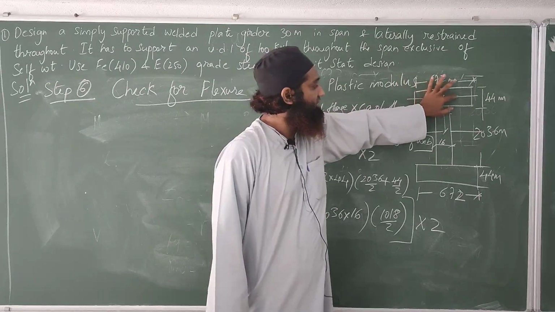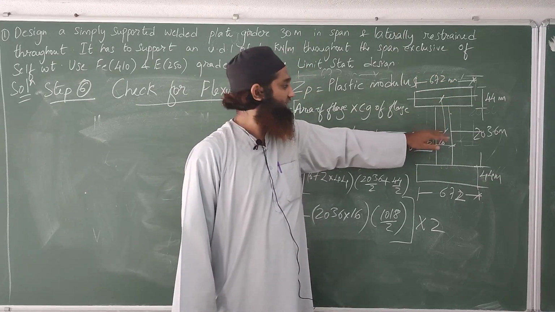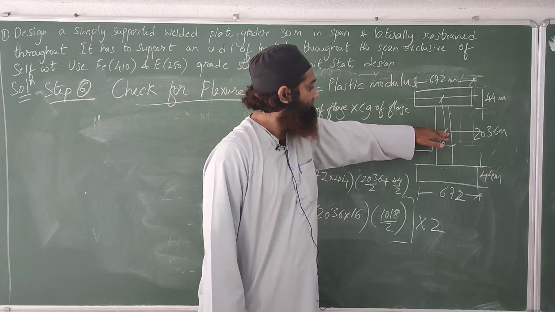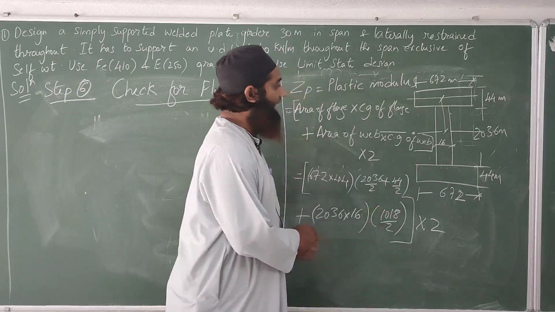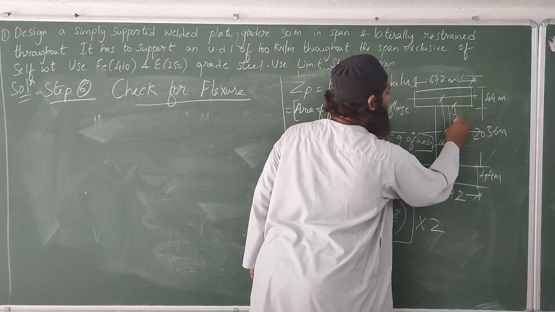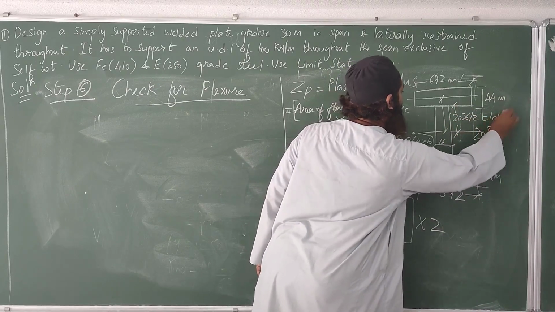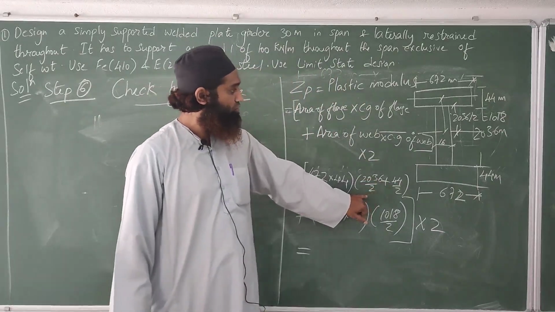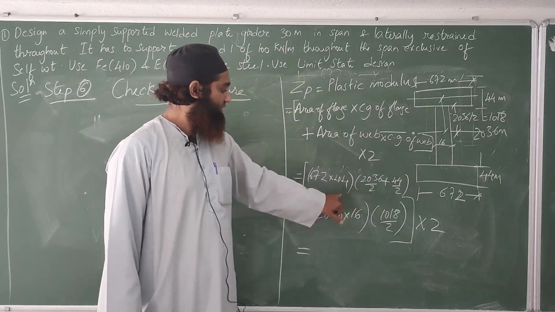This CG of the flange will act at the center, but we'll have to see from the center of the section. As the section is symmetric, we'll have to see from the center of the section from here to here. So from here, that is 2036, the half part will be 2036 by 2, that is 1018. 1018, that is what I have written here: 2036 by 2 plus 44 by 2. I have put those values here.